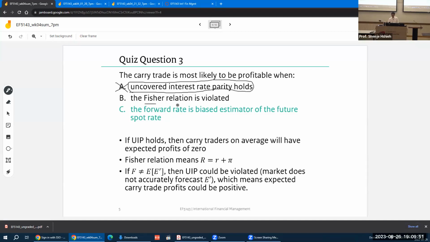The Fisher relation is violated. If you don't know what the Fisher relation is, that's fine, but if you're taking macro, you should know what it is. You have Google at hand, you can determine the answer too. But let's skip that for now if we don't know what it is. Let's go on to the next option.